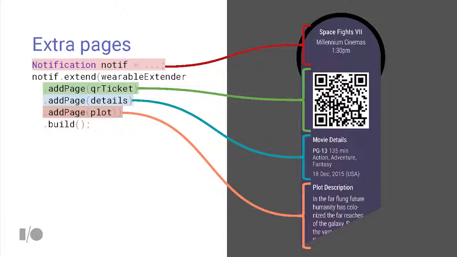As you can see here, all of those pages are stacked vertically in the order that you add them, which essentially allows you to use extra pages as kind of building blocks to construct the expanded notification exactly as you want. This makes it easy to create an engaging and useful Wear experience without actually having to make an app.